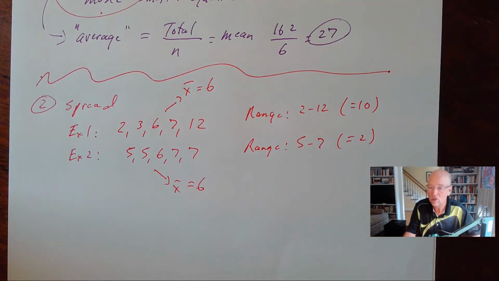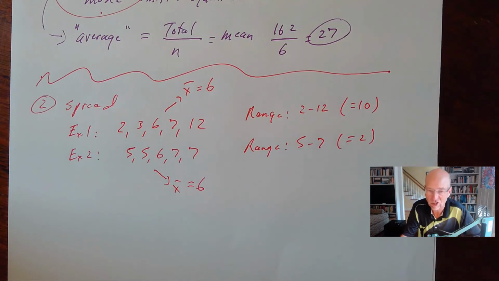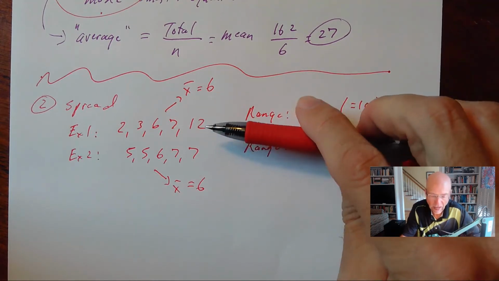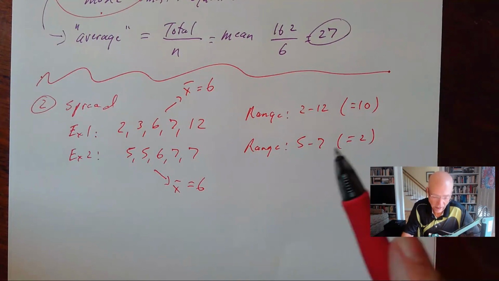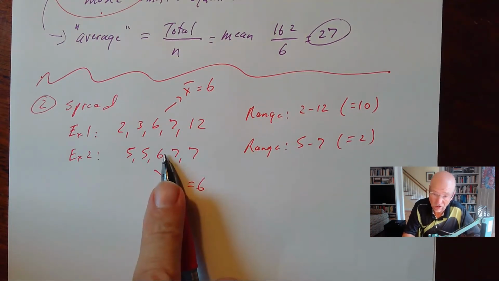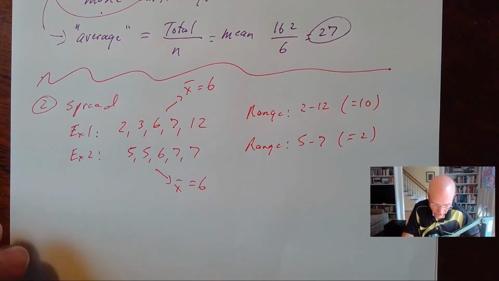So if all you communicate to somebody about these two data sets is that the average is 6, they're going to have very different ideas about what's going on. This is a very different kind of data set than this one. How do you communicate how different these data sets are? You tell them about measure of central tendency, but then you start talking about how spread out the scores are.